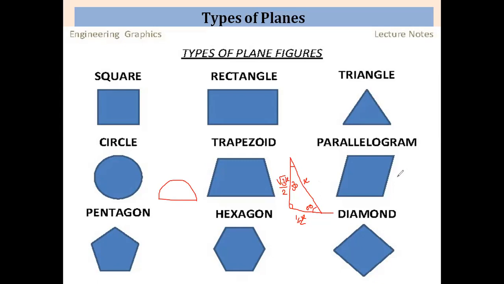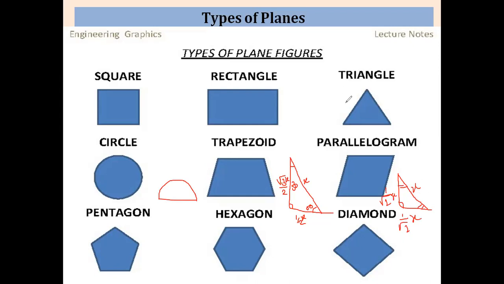Sometimes a 45-45-90 set square may be asked. So what do you know about it? Each side is 1 upon root 2 of the diagonal, and both angles are equal. This may be there, so at that time we will see. So this one also you can add in that plane.